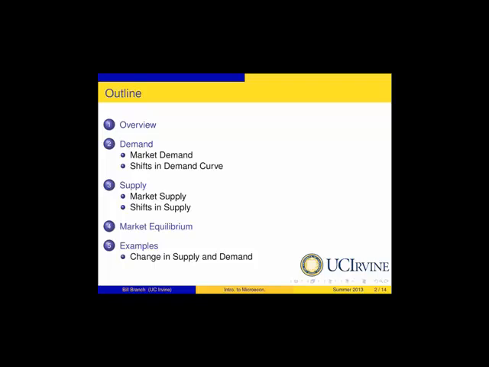So this lecture will provide a brief overview, really, of the type of market that we're talking about. Then we'll talk about what demand is and how we come up with a market demand and how that demand might change over time. Then we'll talk about firm supply, how that can lead to market supply and shifts in supply. And then we're ready to talk about a market equilibrium, and we'll end with some examples of changes in supply, demand, and how that affects market equilibrium.